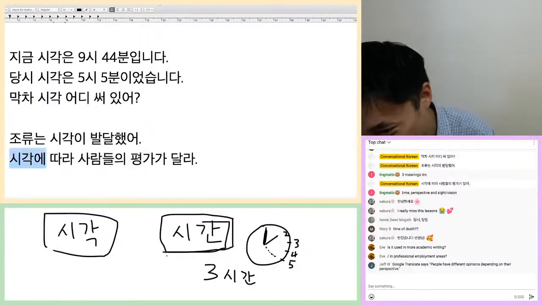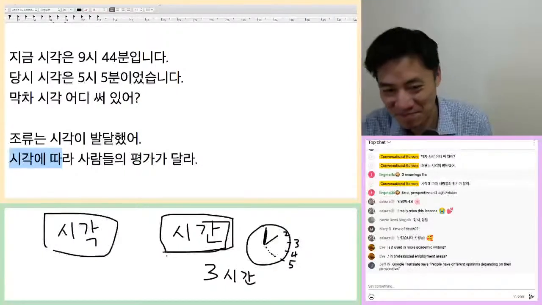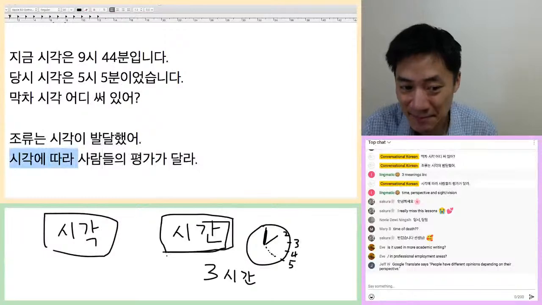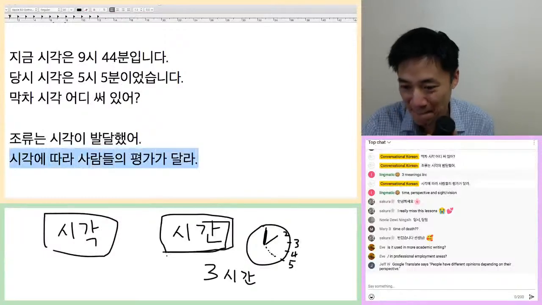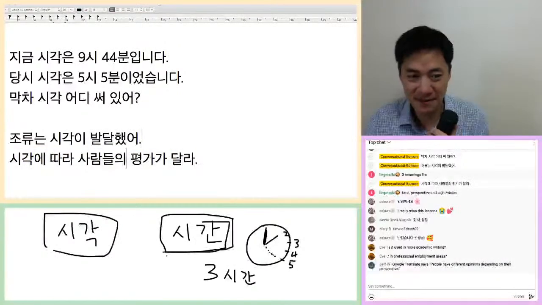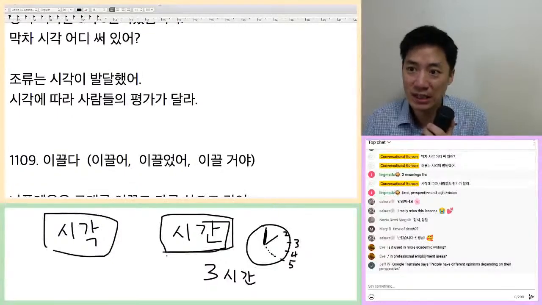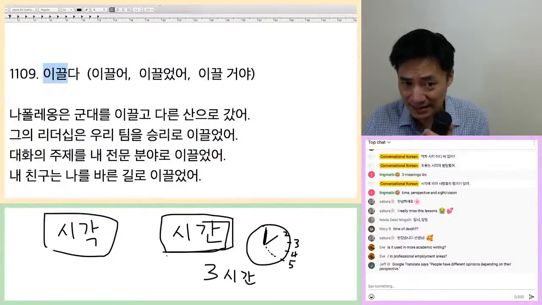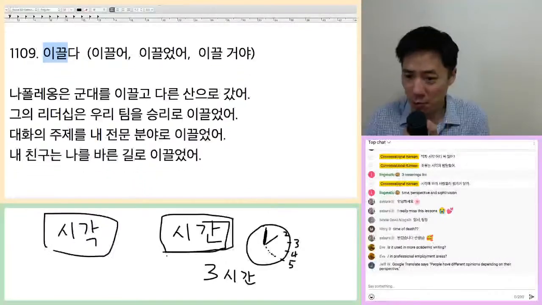Thank you, Jeff, for looking up the better translation. 네, 시각에 따라 사람들의 평가가 달라. Okay, my perspective. And we have two more words for today. And this time, 이끌다, 이끌다. Have you heard of it? We have four examples.